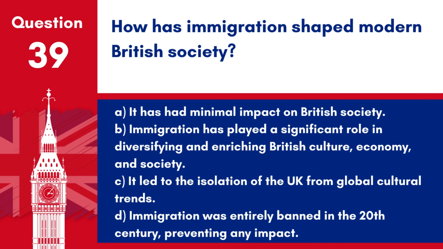Question 39. How has immigration shaped modern British society? A. It has had minimal impact on British society. B. Immigration has played a significant role in diversifying and enriching British culture, economy, and society. C. It led to the isolation of the UK from global cultural trends. D. Immigration was entirely banned in the 20th century, preventing any impact.